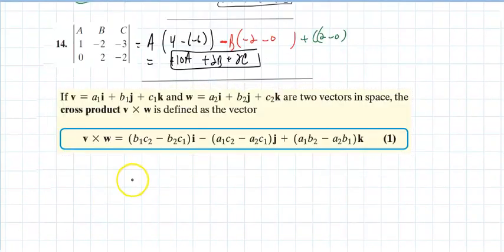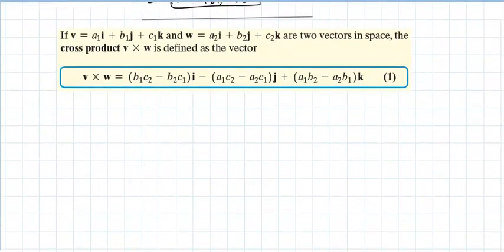It turns out a big formula that we really need to know that has a lot of applications states, given v to be the vector a1, b1, c1 and w be a2, b2, c2. Those are two vectors in space. The cross product, written v cross w, is this mess. And we notice this is very hard to really memorize. Instead, we develop a nice trick.